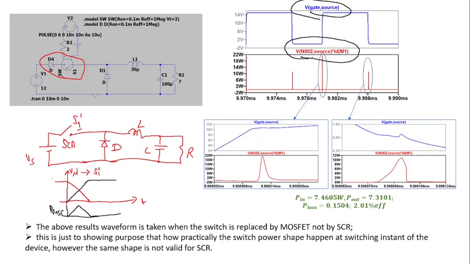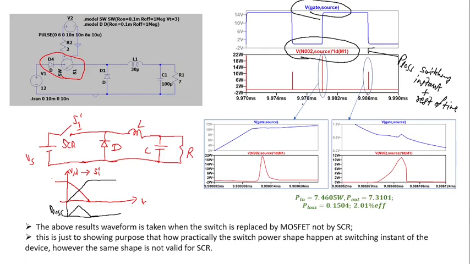Here are a few results where switch S1 prime is replaced by a MOSFET, and how the shape appears. The first result is the gate to source voltage, the gate pulse we are applying. Here is the power loss through the device at the switching instant. We can easily see the spikes at the time of turning on and turning off the device.